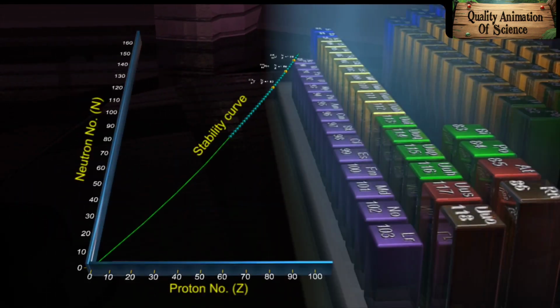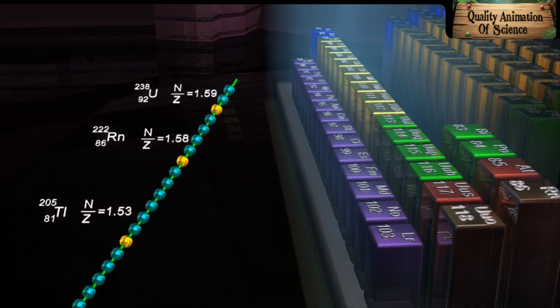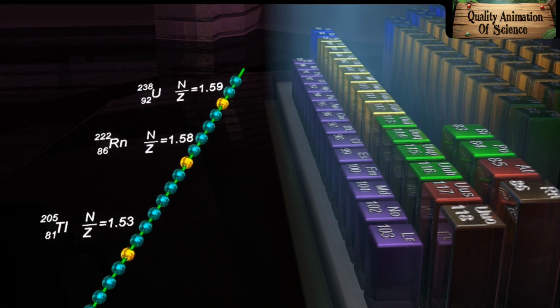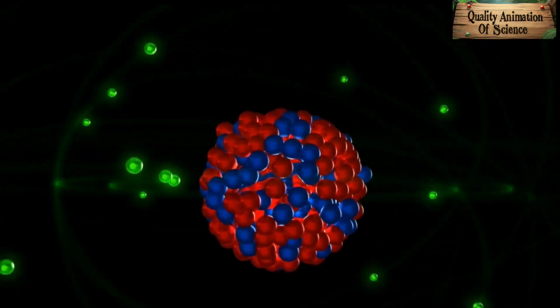But for heavier nuclei, this ratio is more than 1, as seen in the graph. These heavy nuclei are unstable. Do you know why? A heavy nucleus has a large number of protons.